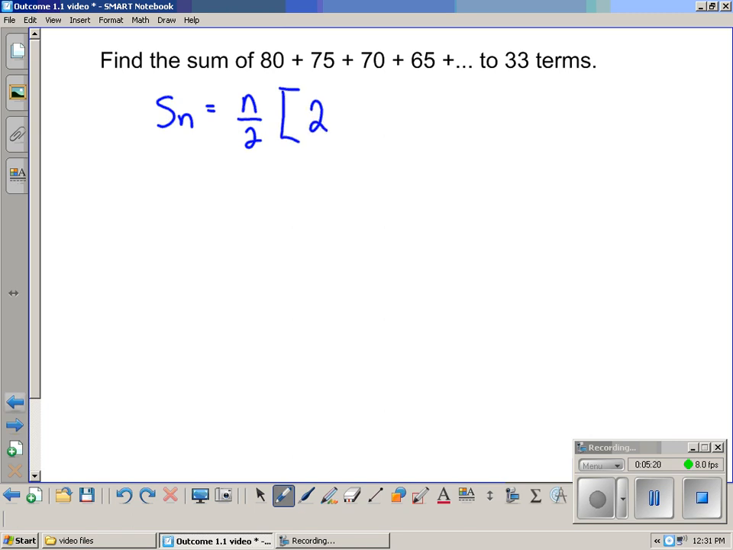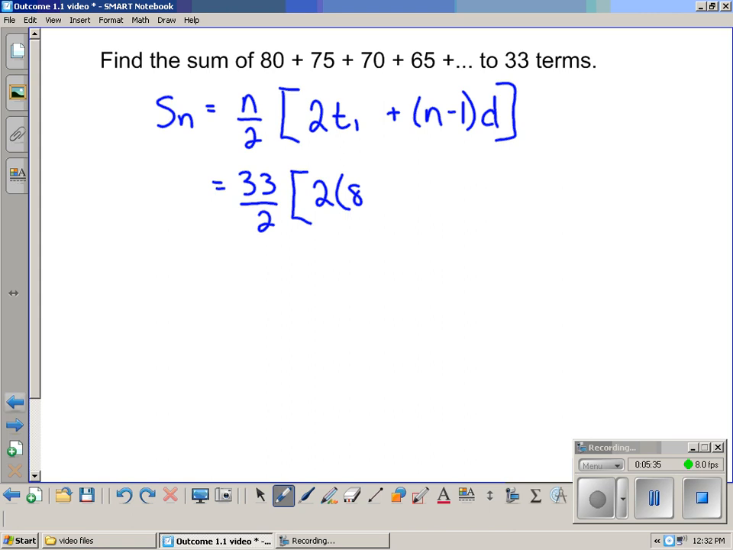times 2 times t1 plus n minus 1 times d. N is 33, so I have 33 over 2 times 2 times 80 is t1 plus my number of terms is 33 minus 1. D in this case, what's happening to go from the first term to the second one? We are subtracting 5. So D is negative 5.